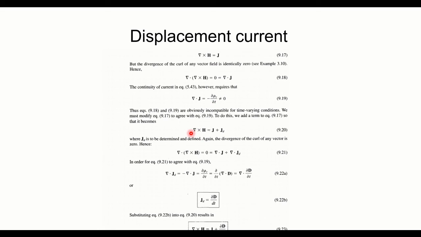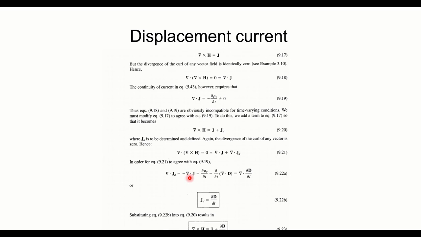This JD factor we are adding in order to satisfy the continuity of current equation. So again we apply the divergence to the curl equation. On the left hand side, this becomes del dot del cross H, which we know is equal to 0. On the right hand side we get del dot J plus del dot JD, which equals 0. So we can write that del dot JD is equal to minus del dot J. According to the continuity of current equation, del dot J is minus dou rho V by dou T. Substitute this value here.